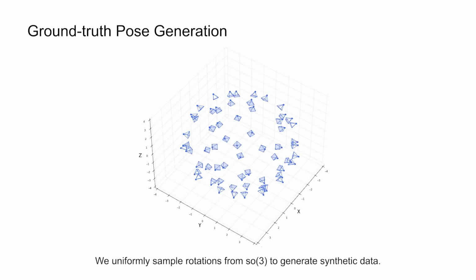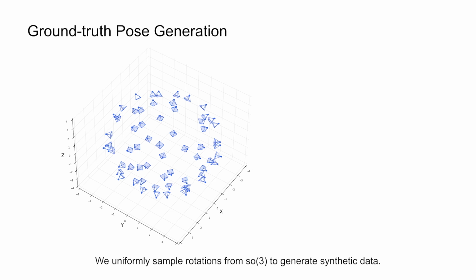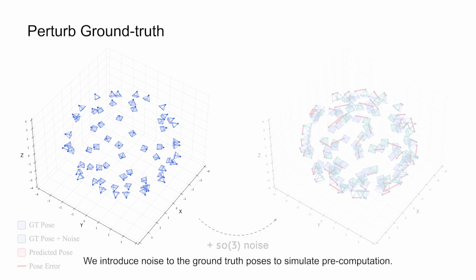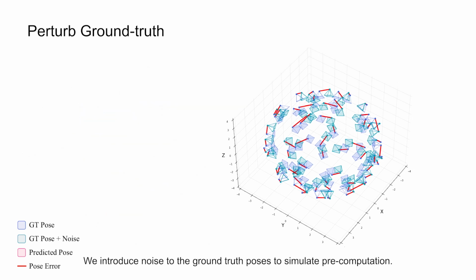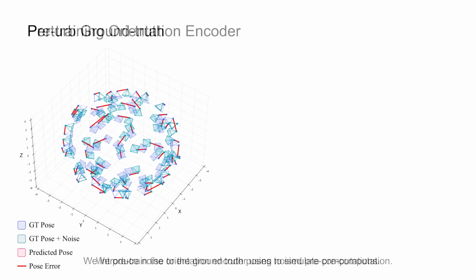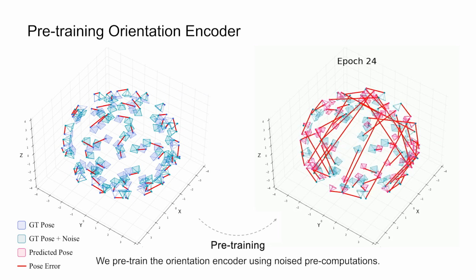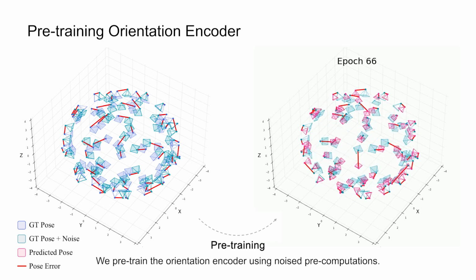To verify the effectiveness of refining the orientation encoder, we uniformly sample rotations from SO3 to produce synthetic data. We introduce noise to the ground truth poses to simulate imprecise pre-computation. Using these noised pre-computations, we pre-train our orientation encoder.